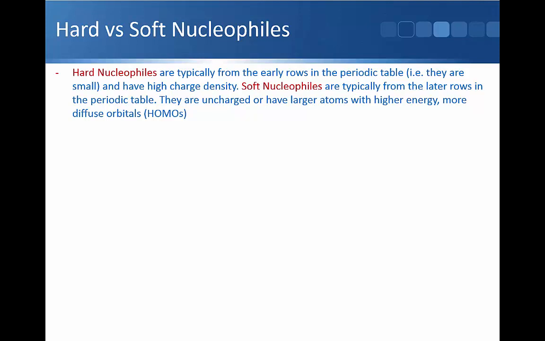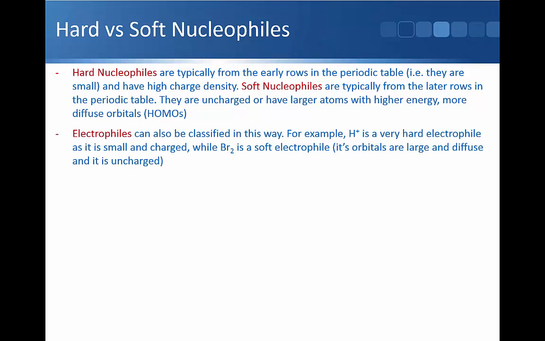So we can say that hard nucleophiles typically from the early rows in the periodic table, so these tend to be smaller atoms that have high charge density, whereas soft nucleophiles, as you move down the rows, they tend to be bigger atoms. They're typically from the latter rows in the periodic table that have uncharged or larger atoms with higher energy, more diffuse orbitals. Remember, the further away an electron is from the nucleus of an atom, the higher energy it will be. So when you have these soft nucleophiles with these big orbitals, with the electrons quite a long way away from the nucleus, these are going to be high energy orbitals that the electrons exist in.